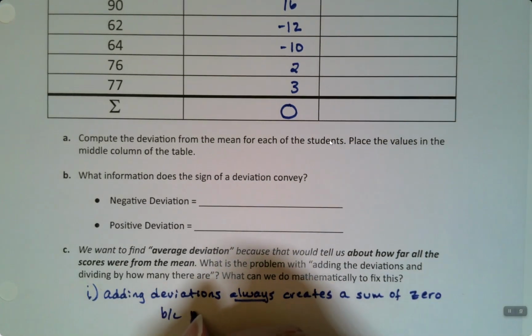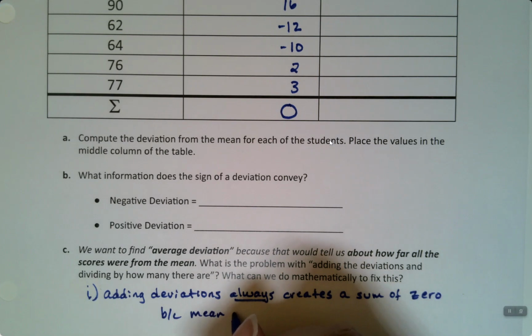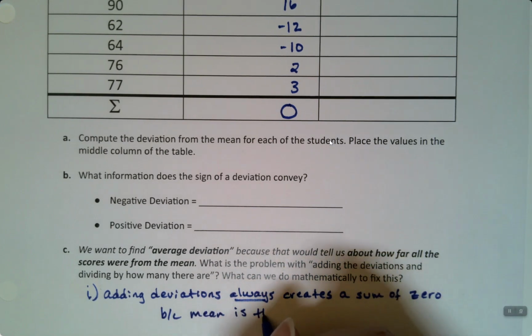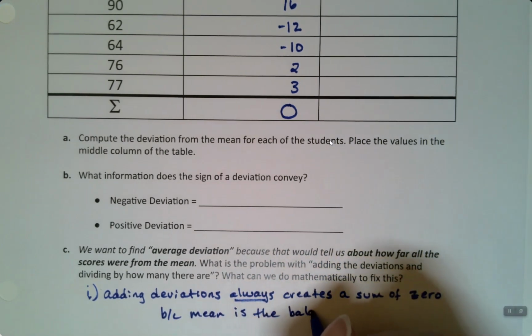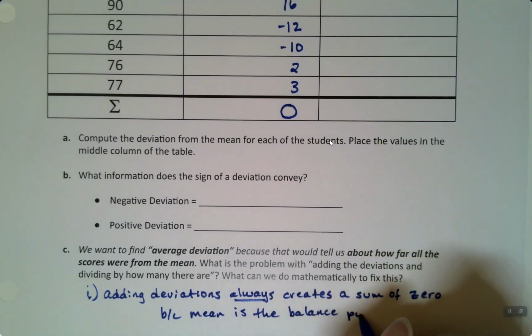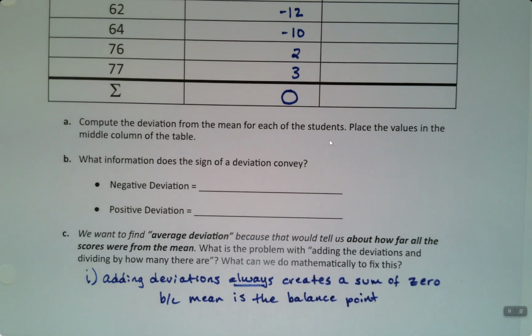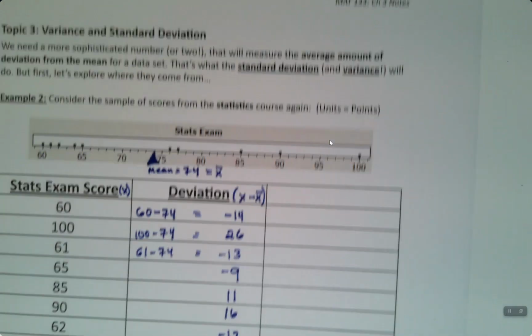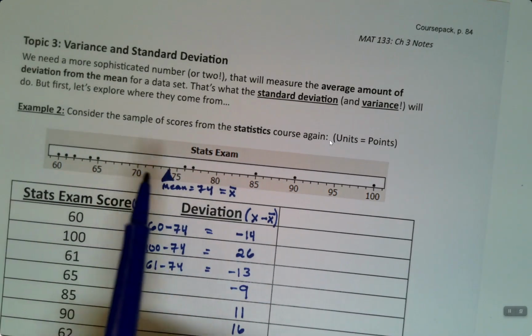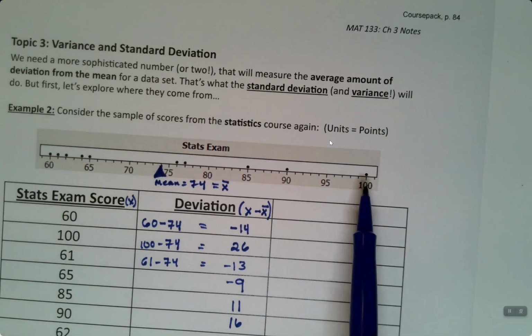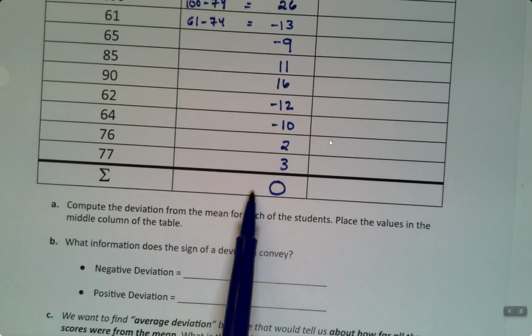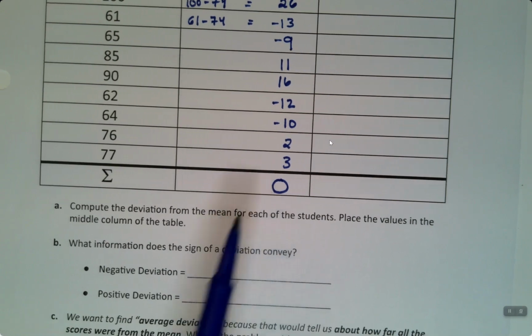Because the mean is the balance point. These are deviations from the mean, and the mean is the balance point, so of course it's going to make 0. They cancel each other out. That's why it balances, right? That's why it's the fulcrum up here. The mean is the fulcrum because the low values and the high values balance each other out. That balancing is right here, right? That's why it will always be 0.